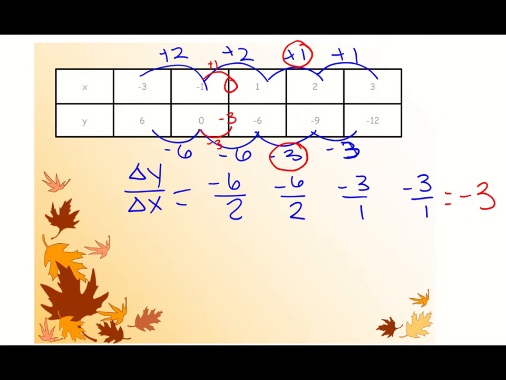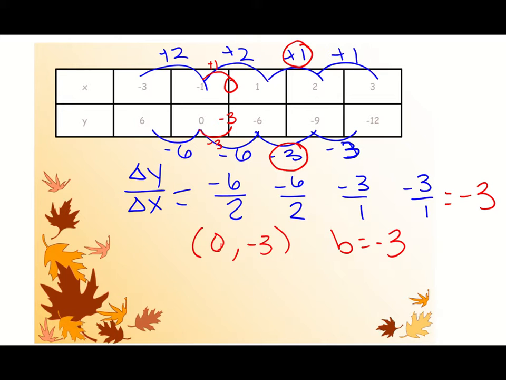So my slope, or not my slope, my y-intercept for this equation is going to be at 0, -3. And that is going to be where b is -3.